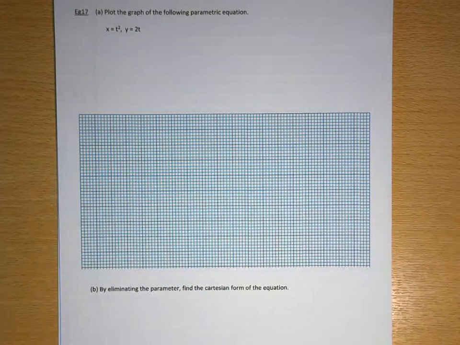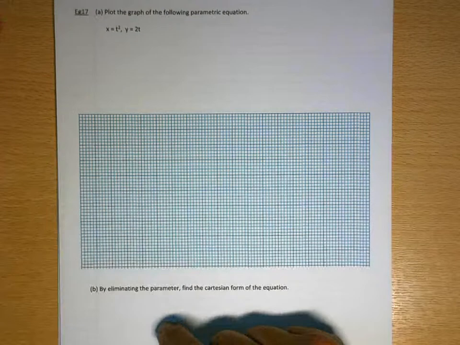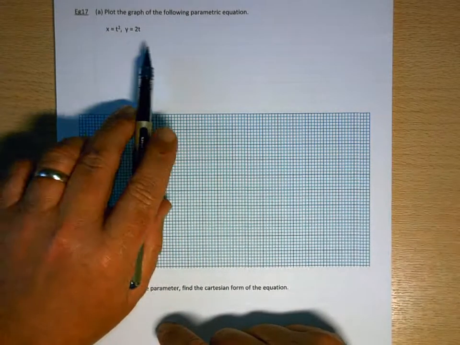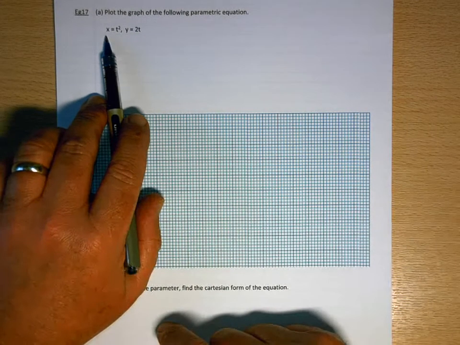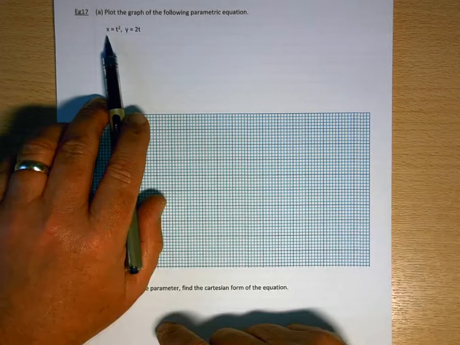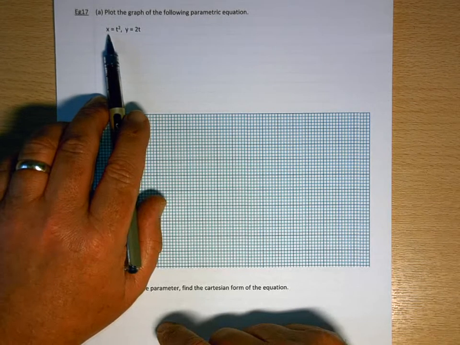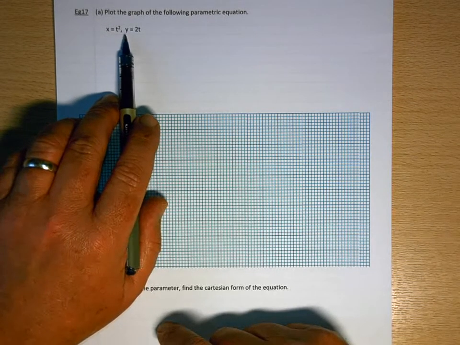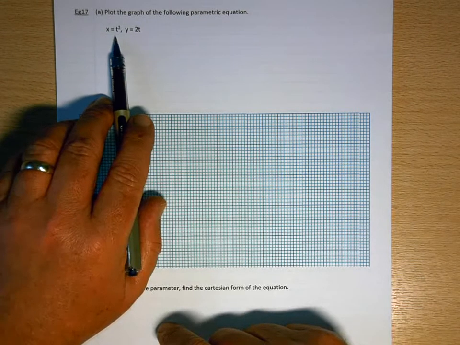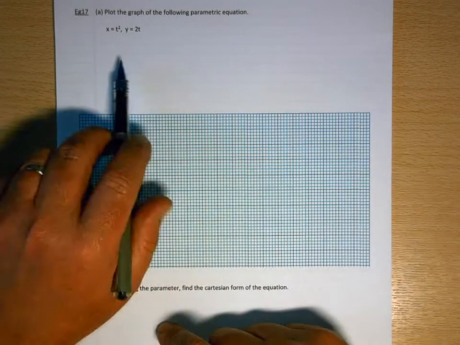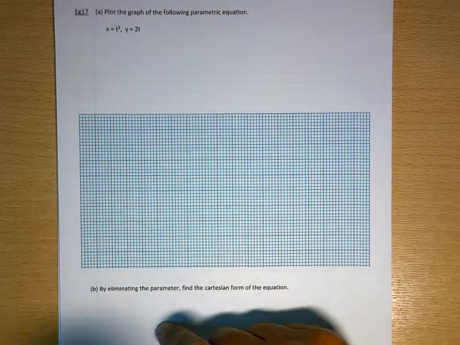Right, Eg17 then. So plot the graph of the following parametric equation. So you can see here that we've got a pair of equations which will produce an x coordinate and a corresponding y coordinate for a given parameter t. So that we've got that third variable t.